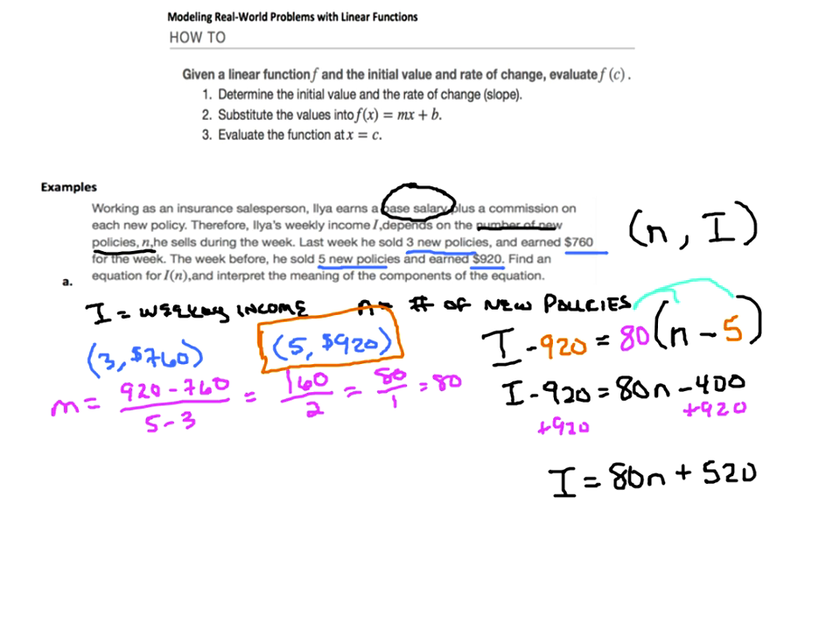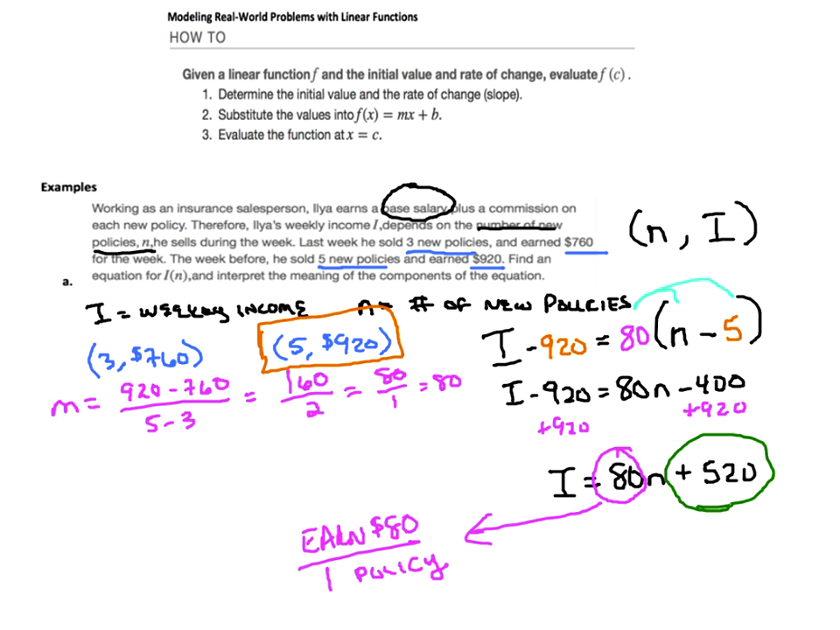So let me point out what all of this means. My slope of 80 means I earn $80 for every 1 policy sold. My y-intercept of 520, think about what a y-intercept means. It means when you plugged in 0 for your input value. So when I sold no policies, I get a base salary of $520 per week.